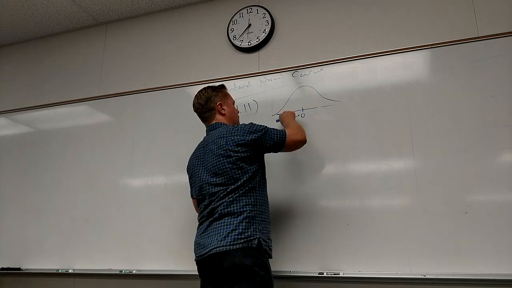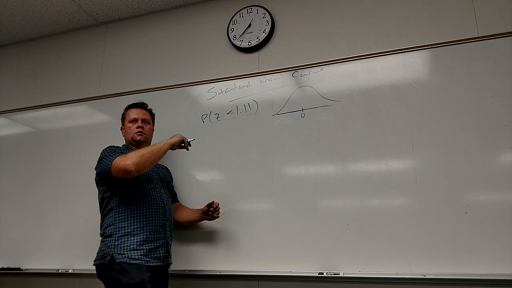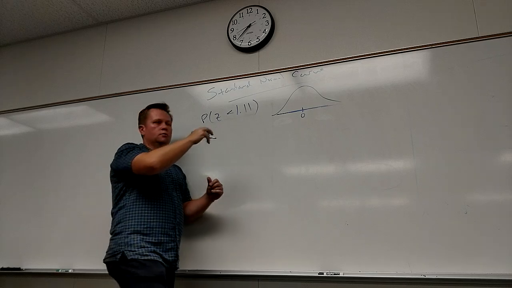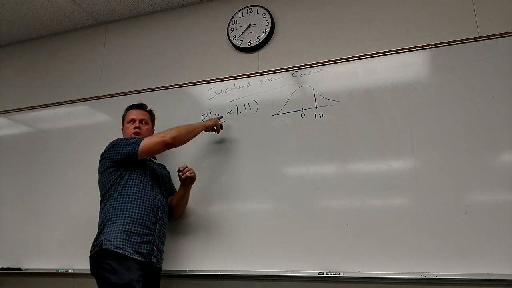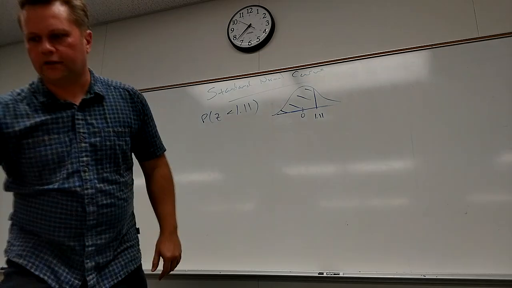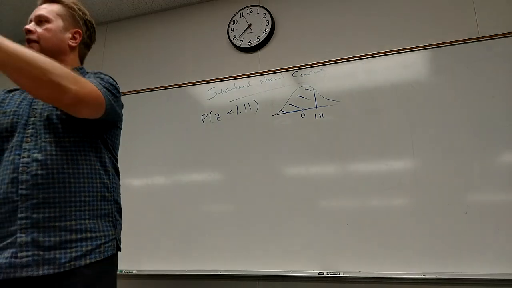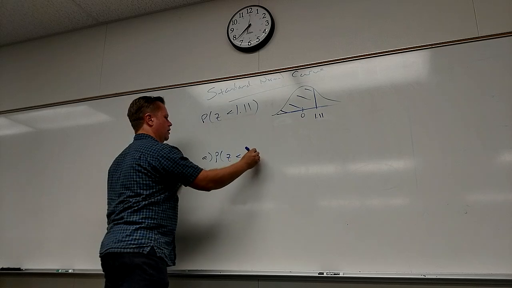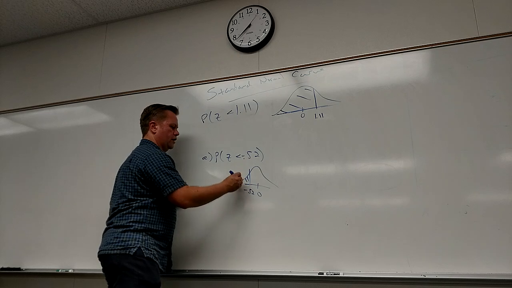All right, so for this problem, what am I going to put up here and where? Negative 0.52. That's all I care about. And it's asking for the area to the left, below it. So it would look like this. For part A, it's z less than negative 0.52. So there's 0, there's negative 0.52, and I want that area.